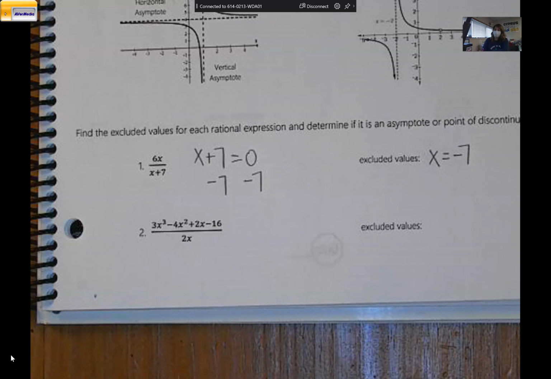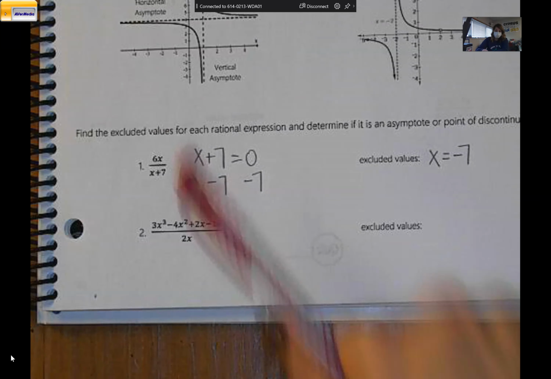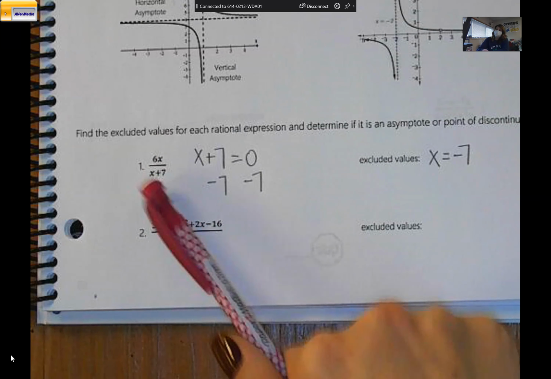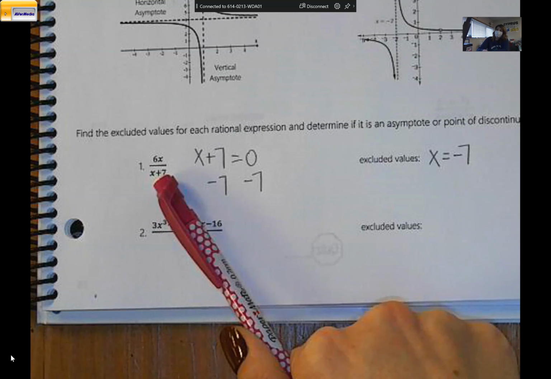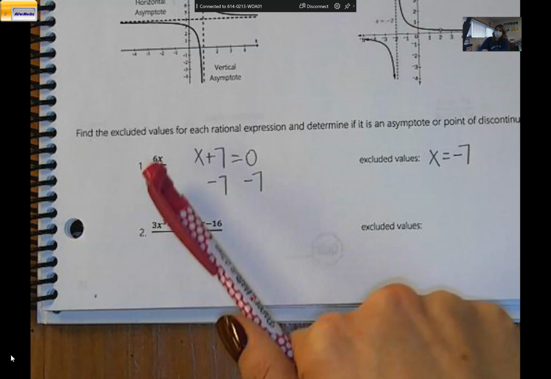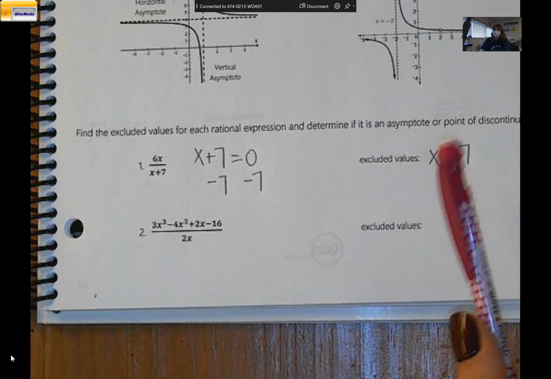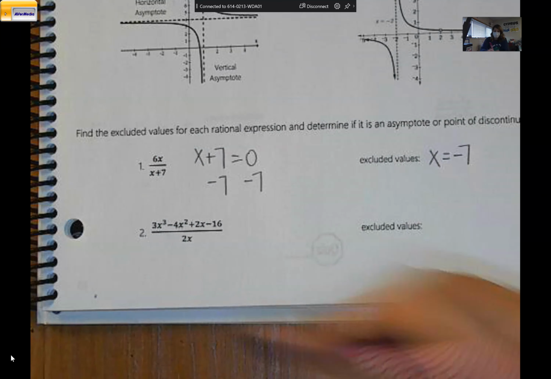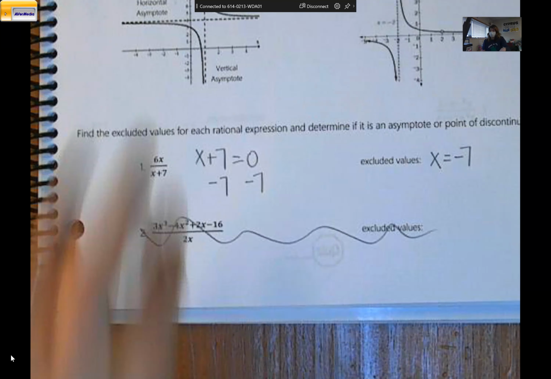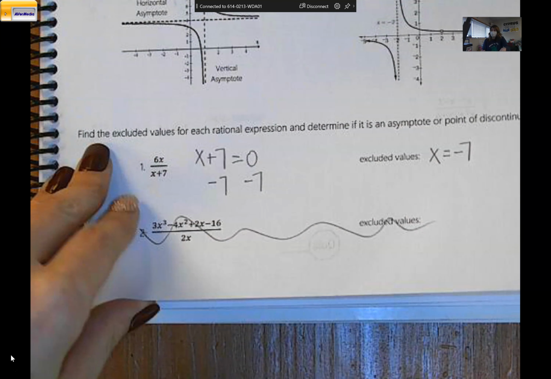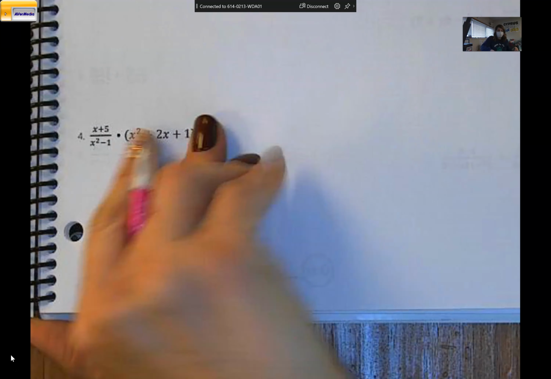Are you okay so far? So essentially, it is the opposite of what you see in the bottom. If you have an x plus 7 in the bottom, that means your excluded value is a negative 7. Let's just skip 2. I don't want to do 2. And flip to the next page.